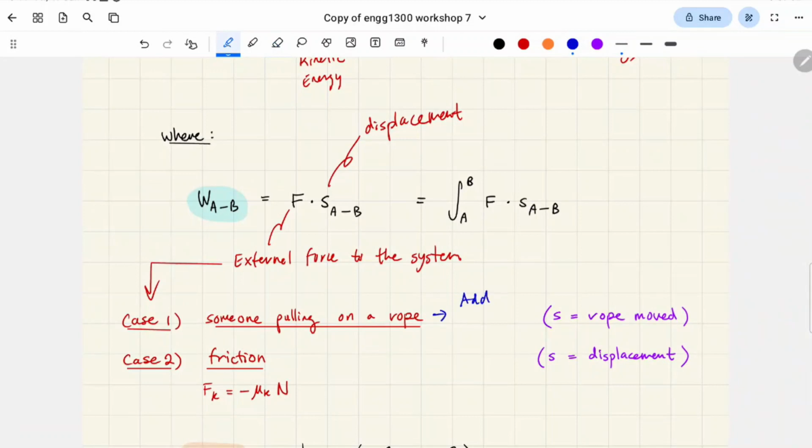This will add energy to your system, right? And friction, right? So this does the opposite, pretty much. It removes energy.